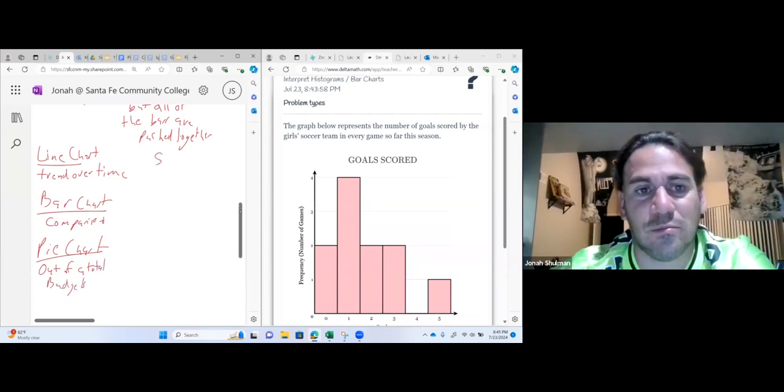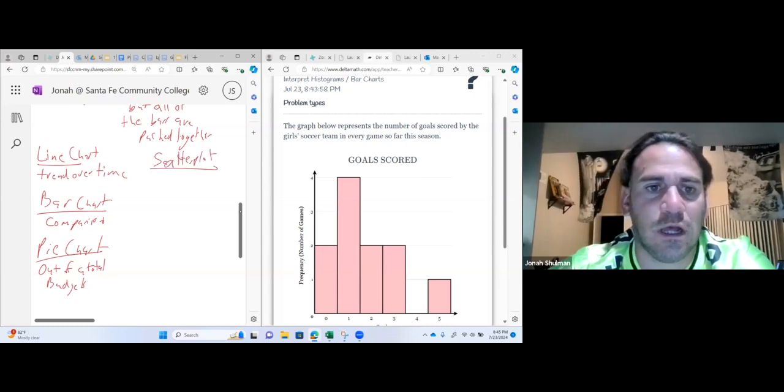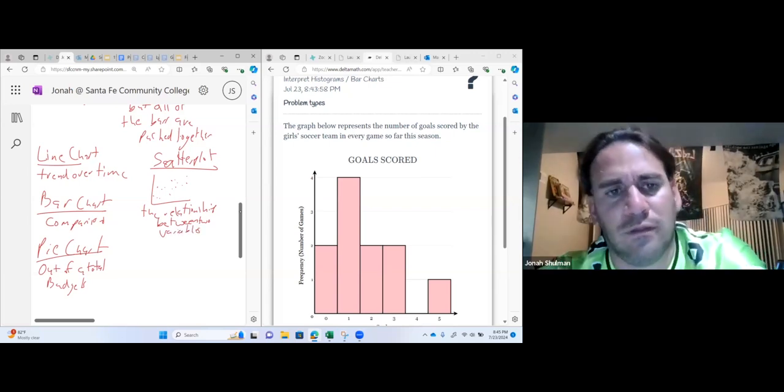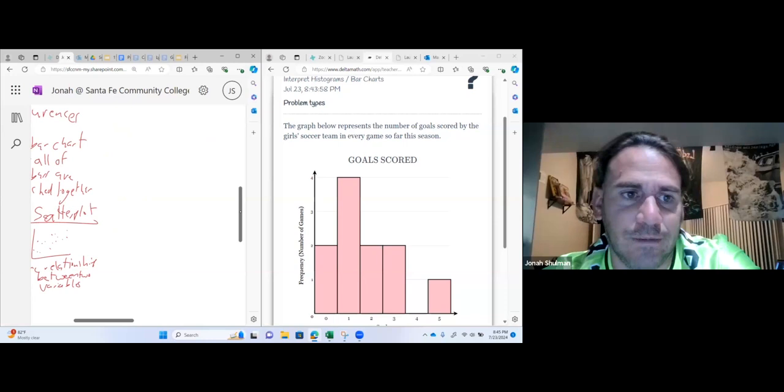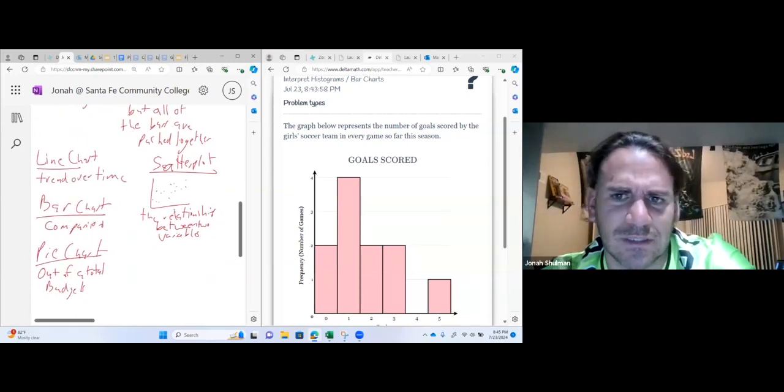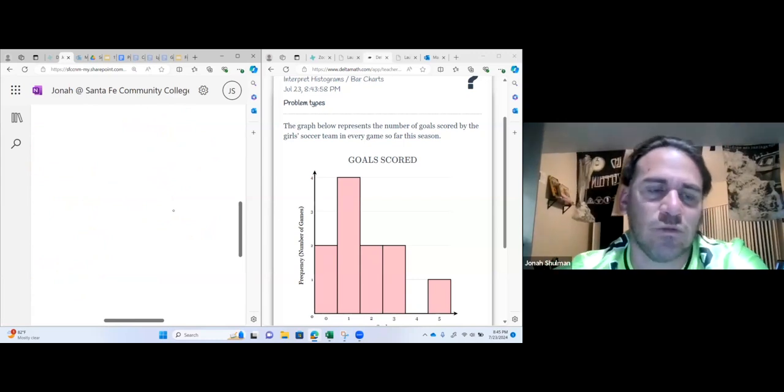We can do a scatter plot. A scatter plot shows the relationship between 2 variables. Now, we have a histogram though, right? So this is a trend over time. This is comparisons. This is a pie chart. That's a scatter plot. But when do we use this histogram? It's when we just want to see amounts.